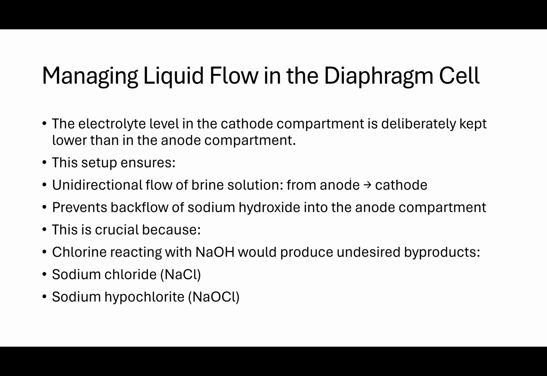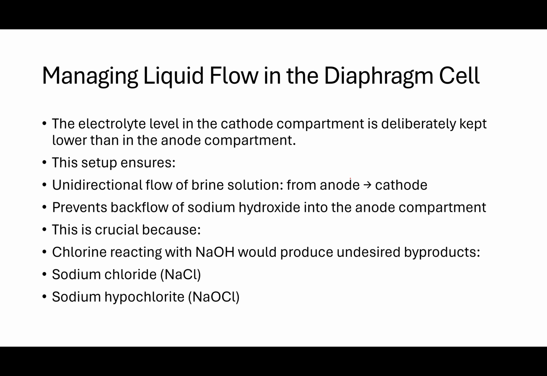Alright, so let's have a look here. Managing liquid flow in diaphragm cells. As I stated, there's unidirectional flow of brine solution from the anode to the cathode. The diaphragm allows only one direction. It prevents the backflow from creating things like hypochlorite and chlorate.